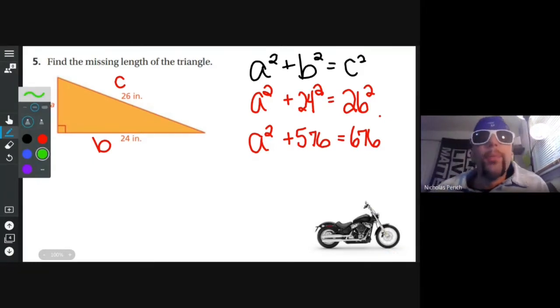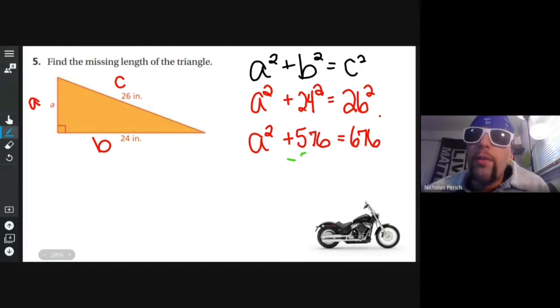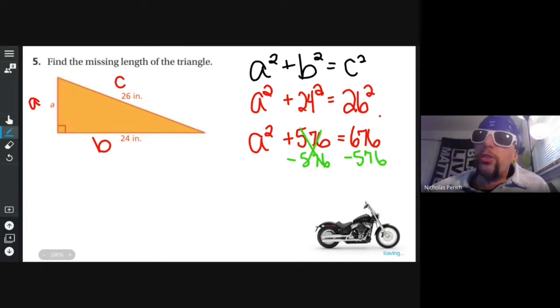You know why? Is A all by itself? Of course not. You've got 576 and squared on the left side. Let's subtract 576 from both sides. Now, 676 minus 576 is easy peasy. A squared equals 100.